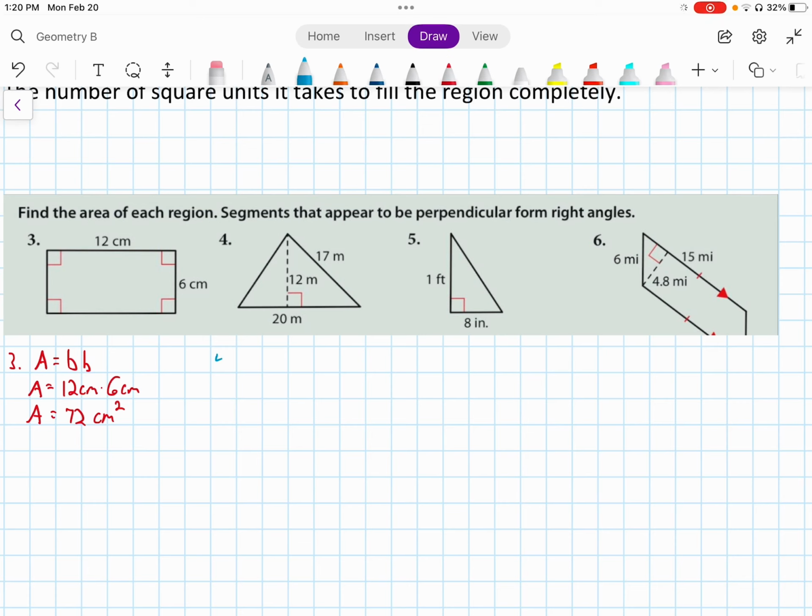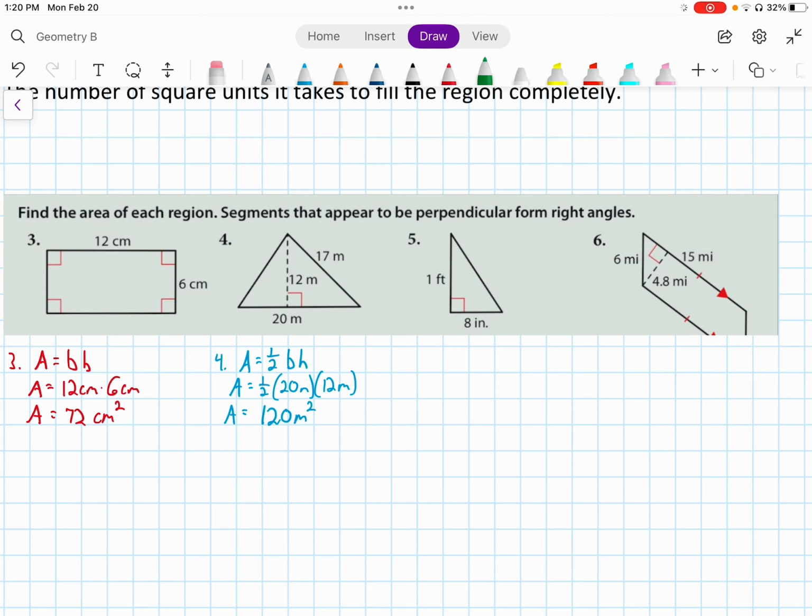Number 4, we have a triangle here. Area of a triangle is 1/2 base times height. Remember, base and height are always perpendicular to each other. So we can use the 20 meters as our base. And what's perpendicular to that? That is the 12 meters. And you can multiply this in any order. Half of 20 is 10. 10 times 12 is 120. So this is 120 meters squared.